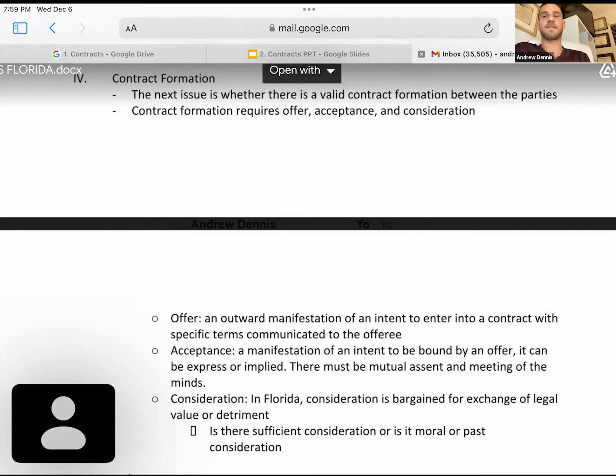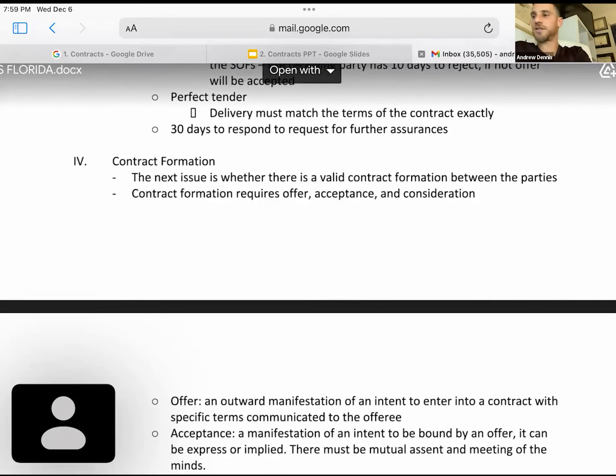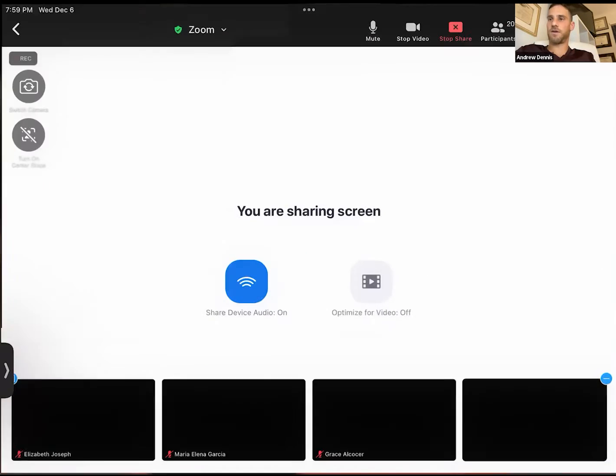I really want you guys to dig deeper in the analyses and use the facts. Don't just recite the facts. That's a terrible idea. But you can interpolate the facts, like if you see a fact that's important, it's okay to paraphrase it or quote it briefly and then explain why that's important. Any questions about contract formation? Anything at all?